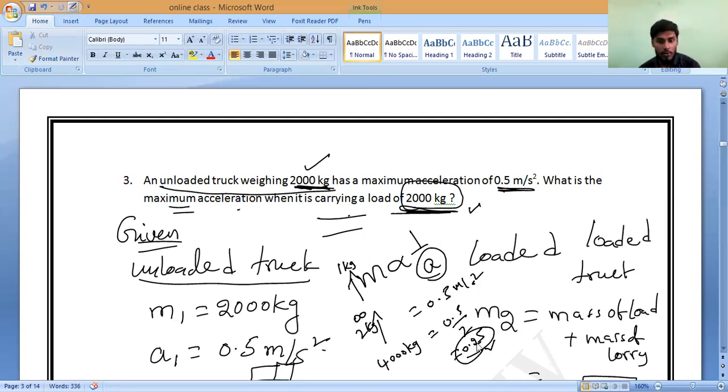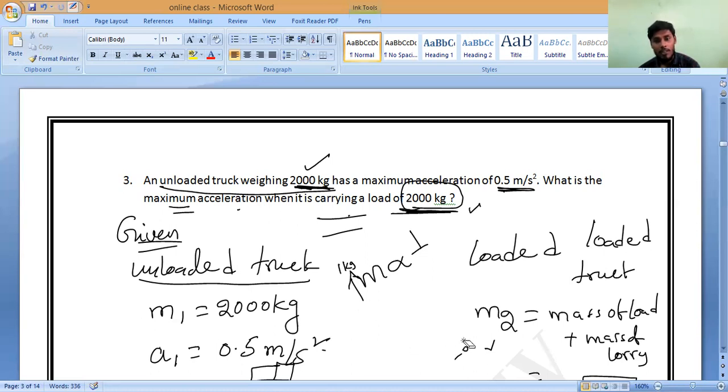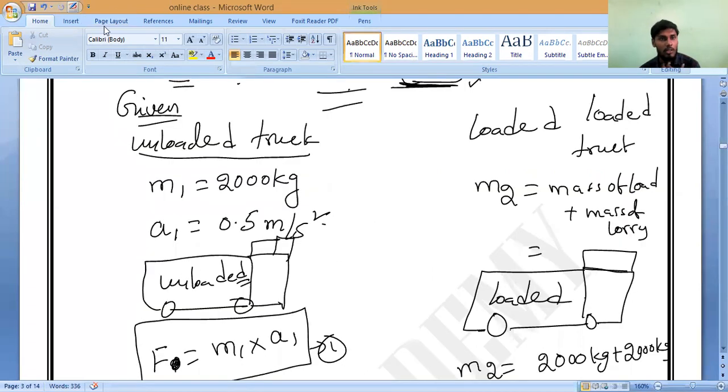Is it okay, all of you? So if mass becomes double, acceleration will become half. If acceleration becomes double, mass will become half. That is the relation between mass and acceleration. You have to remember that. Solve this question, all of you. Do you understand, Pradosh? Tamil Selvan?